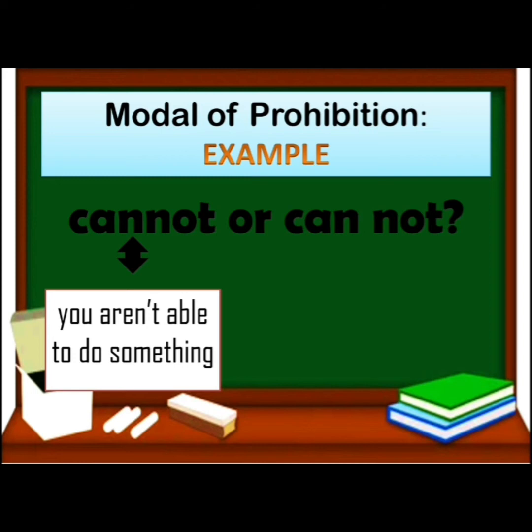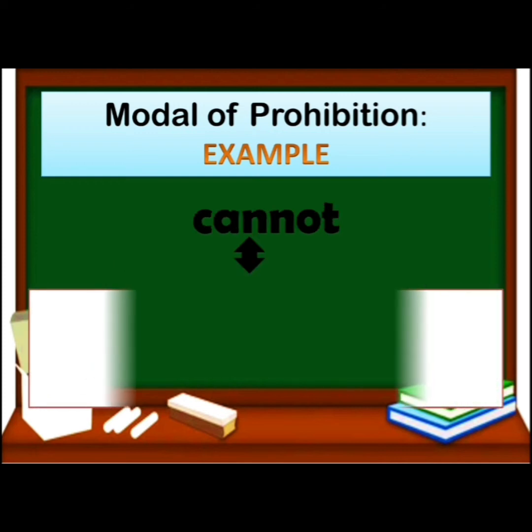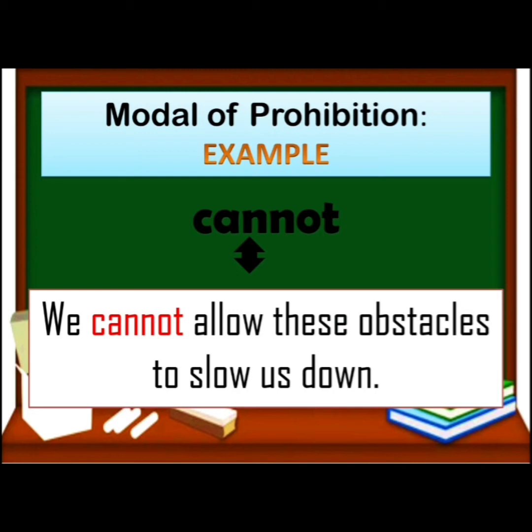Cannot without a space is commonly used in academic writings or formal writings. It means you aren't able to do something. While can not with a space is usually written before the phrase not only but also. To visualize more, let's have our example using cannot without a space. We cannot allow these obstacles to slow us down. Can you give me your own example now using this word?